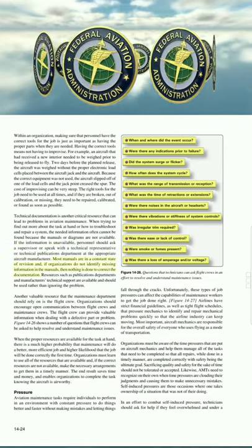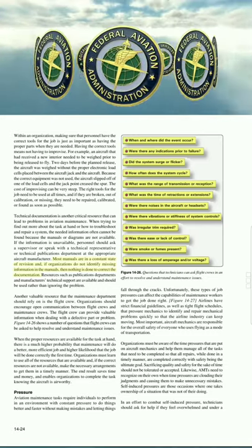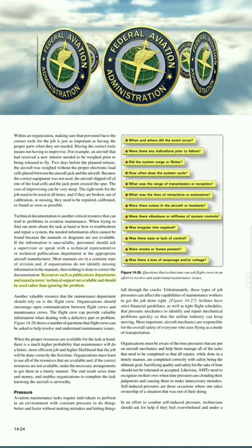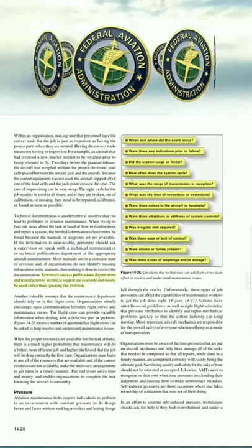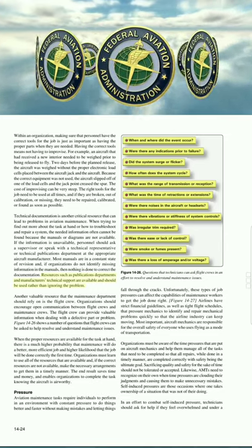Most manuals are in a constant state of revision and, if organizations do not identify missing information in the manuals, then nothing is done to correct the documentation. Resources such as publications departments and manufacturers' technical support are available and should be used rather than ignoring the problem.